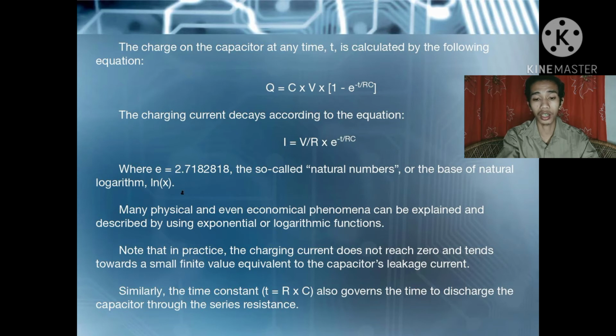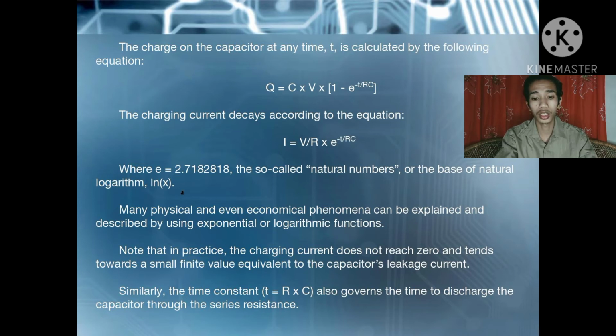I equals V over R times e to the power of minus t over RC, where e is a constant, 2.7182818, the so-called natural number, or the base of the natural logarithm, ln x, the natural log of x. Many physical and even economic phenomena can be described using exponential or logarithmic functions.